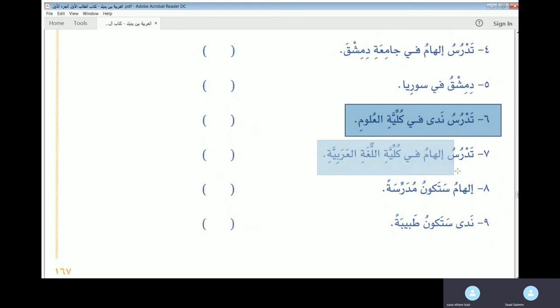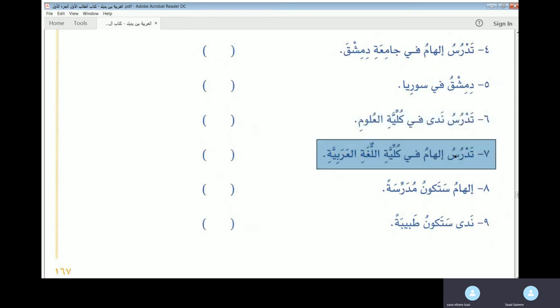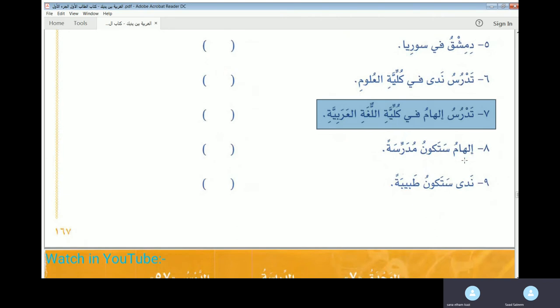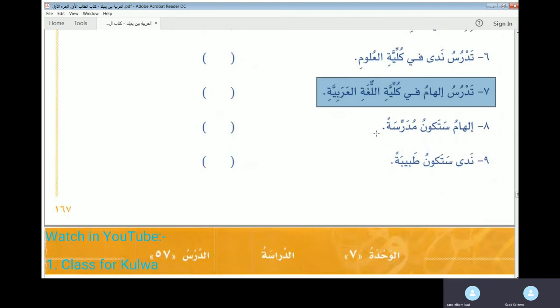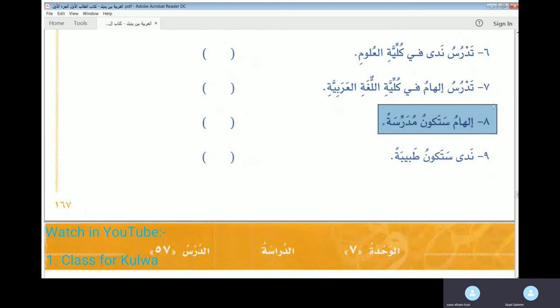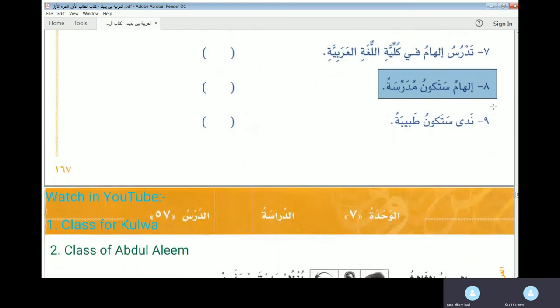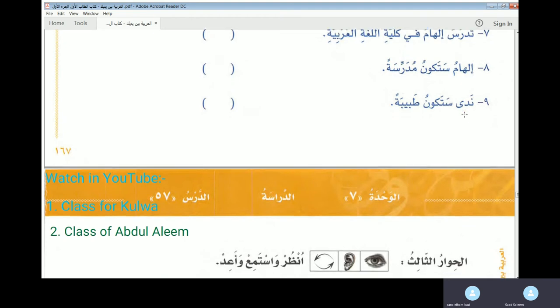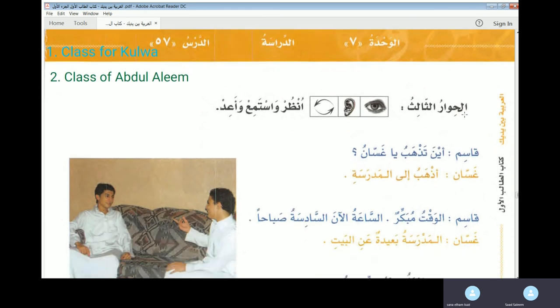La. La tadrusu Nada fi kulliyati. Bas humne sab la kehna, aur kuch nahi hai. Ya to naam kehna ya la kehna. Jumla sahi nahi karna. Tadrusu Ilhamu fi kulliyati lughati arabiyyati. La. Ilhamu satakunu mudarrisatun. Mudarrisatun. Yes, correct. Nada satakunu tabibatun. That's correct. Naam.